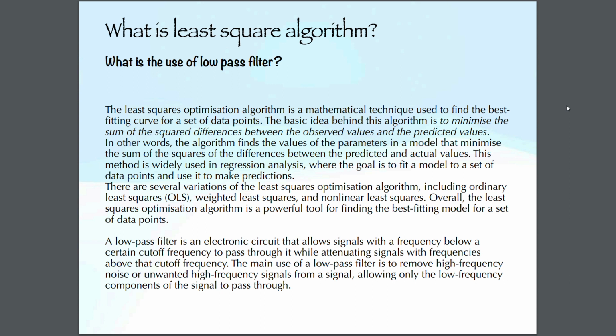Now, let's know about what a low pass filter is. A low pass filter is an electronic device that allows signals with a frequency below a certain cutoff frequency to pass through it, while attenuating the signals with frequencies above that cutoff frequency. The main use of a low pass filter is to remove high frequency noise or unwanted high frequency signals from a signal, allowing only the low frequency components of a signal to pass through.